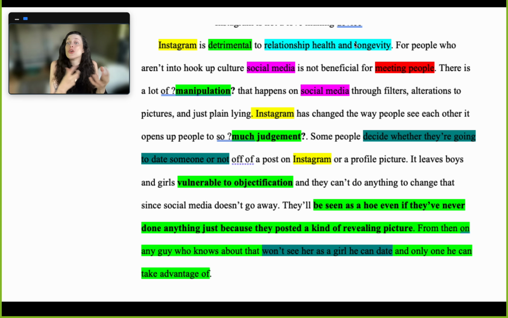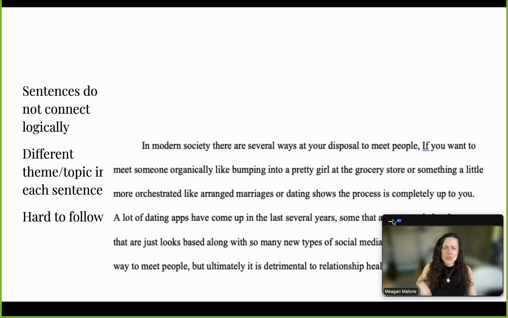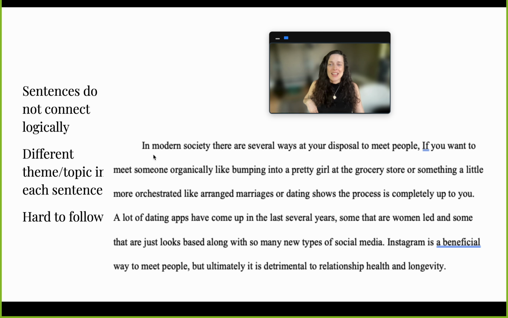These simply do not logically connect to one another. They're different themes and topics in each sentence. It's really hard to follow. It's hard to make sense of it. So this person revised and said, and this is their revised version. And then it leads to this thesis statement. So that was an introduction.